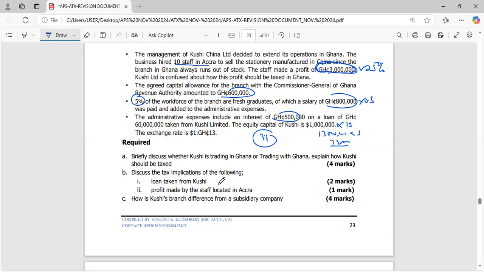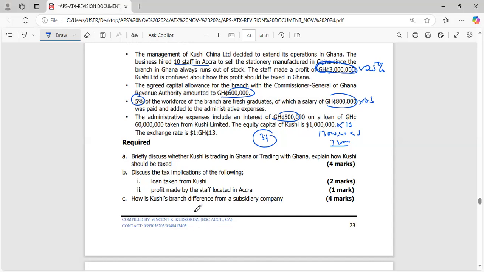Now, profit made by the staff located in Accra, we spoke about that one already. That income is derived in Ghana. And those people, they are trading in Ghana. So their profit of 3 million will be taxed at the rate of 25%. So you do the calculation and tell the examiner the tax amount.